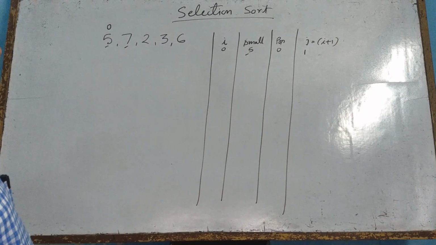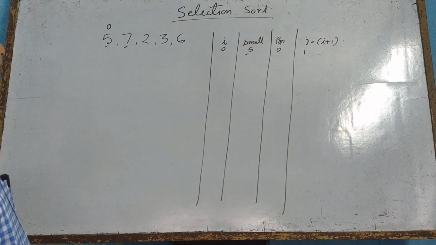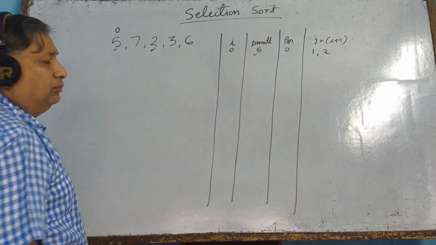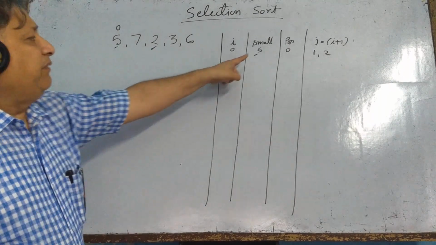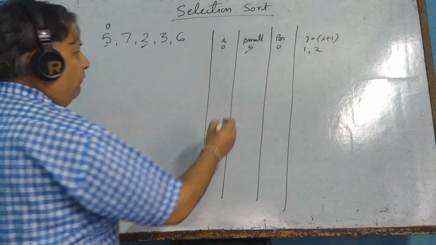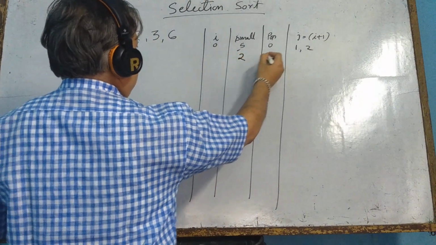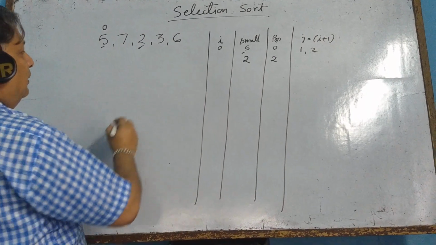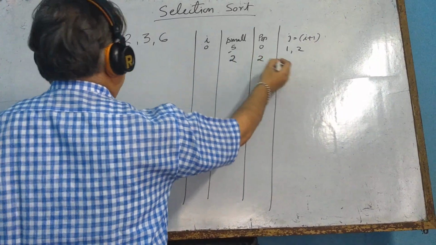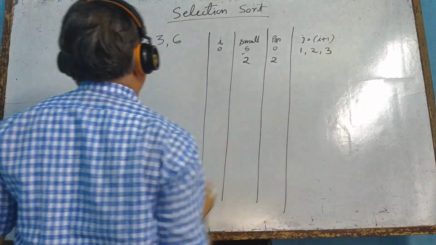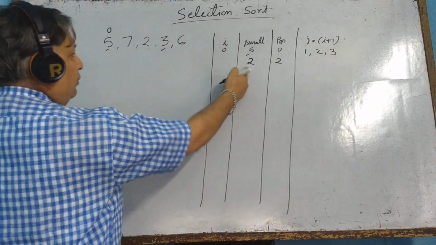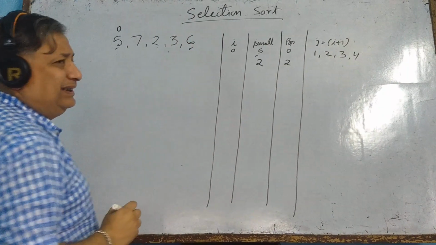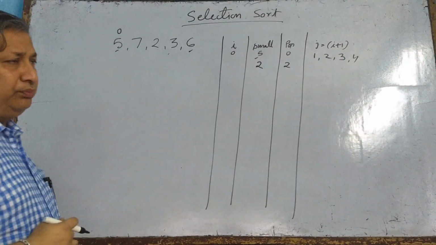So here 7 is less than 5 is not true. So J increments. Now index number 2 is present, which is less than 5. So the value of small will become 2 and the index number position will also change. Then we will compare this 2 with the number present at index number 3. Now 3 is compared with 2. Then next, at index number 4, 6 is present, that is compared with 2.